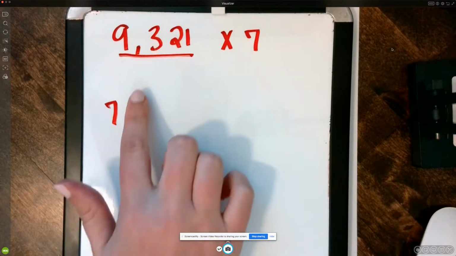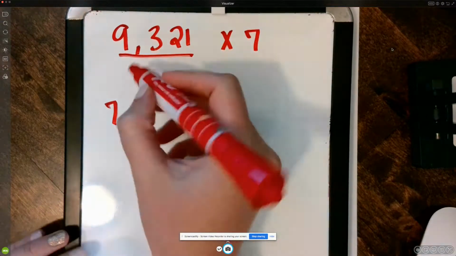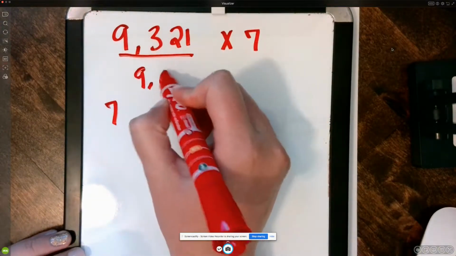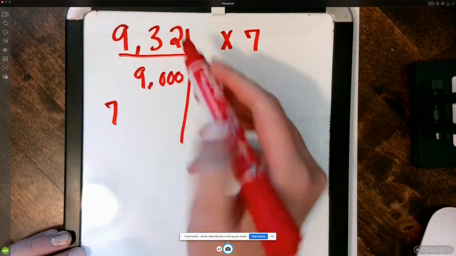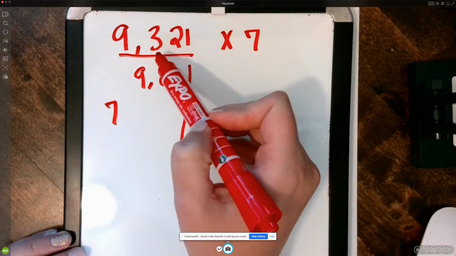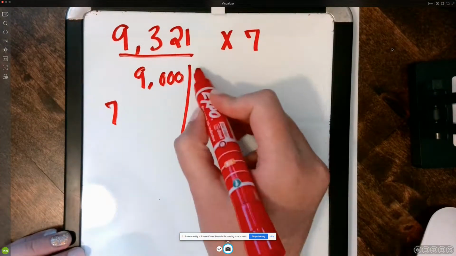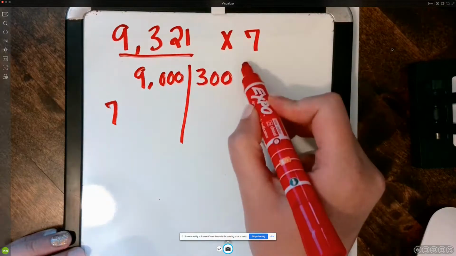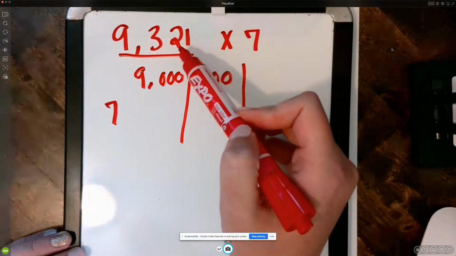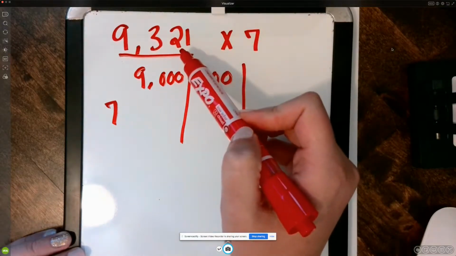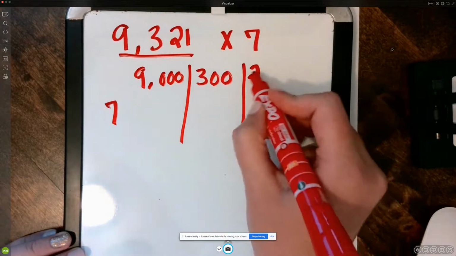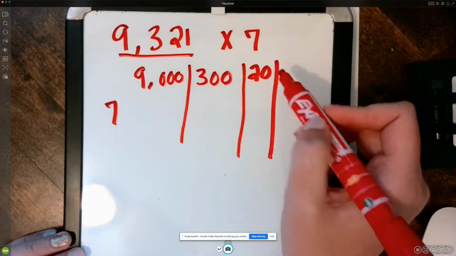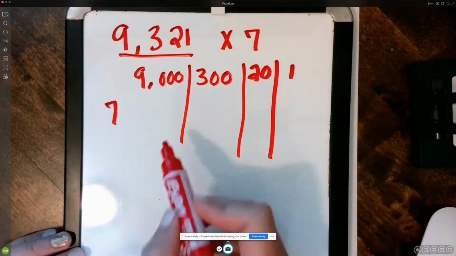So I'm pulling out the thousands. There's 9. Okay. I'm pulling out the hundreds. How many are in the hundreds place? Good. 3. So 300. Pulling out my tens place. How many are in the tens place? Good. 2. So that's 20. And there's 1 in the ones place.